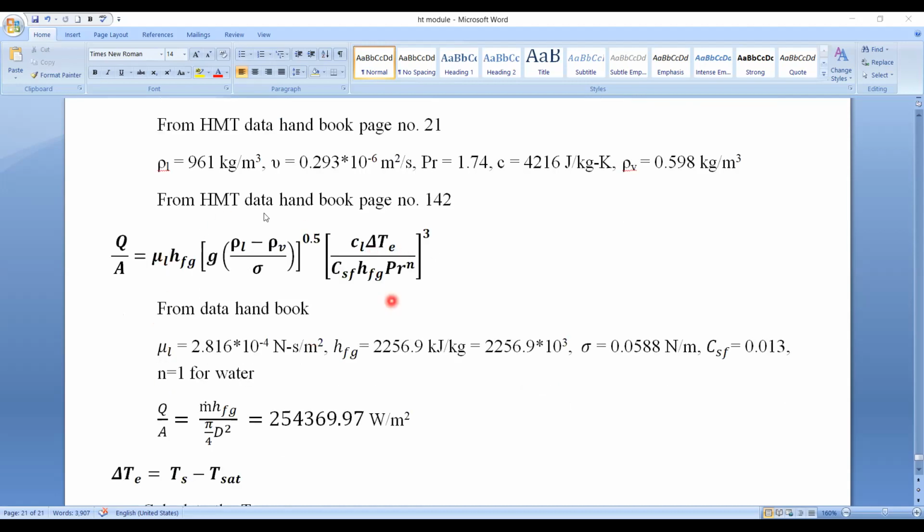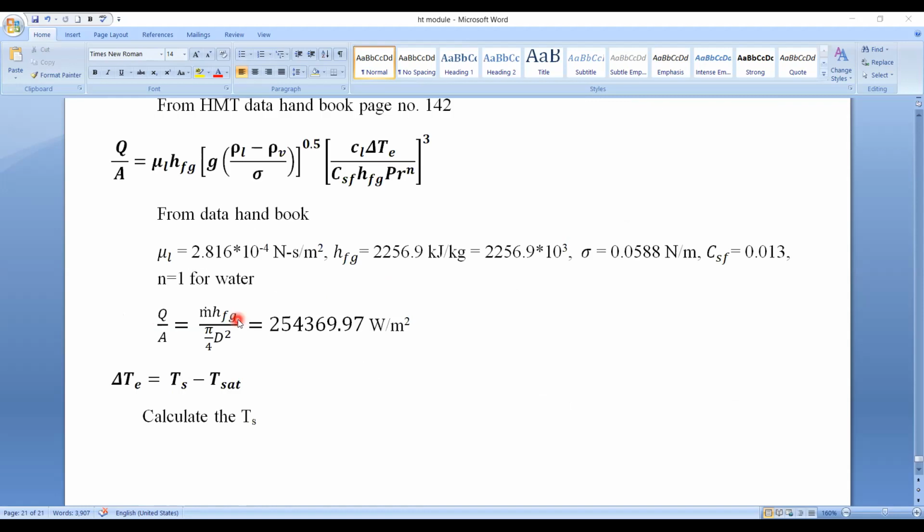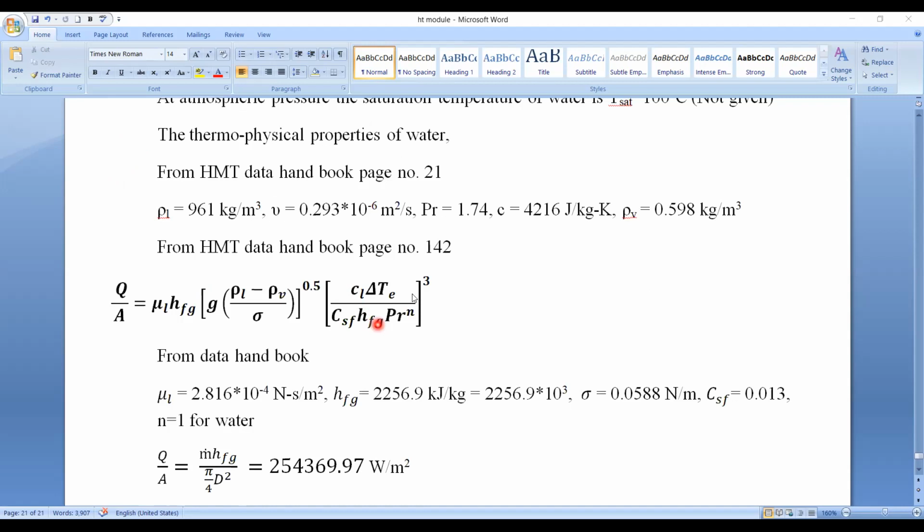So use this formula. But here, you know the value of heat flux. Indirectly, you know the value of heat flux. How to get the value of heat flux? See here, what is to be calculated? The bottom temperature. For that, first you need to get the value of delta TE.